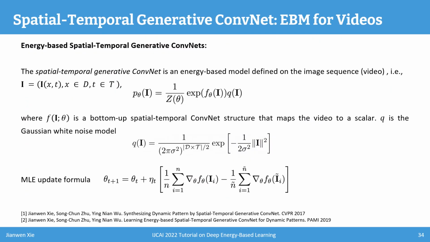Now, I want to talk about some generalizations of the generative ConvNet. The spatial-temporal generative ConvNet is an energy-based generative framework defined on video. It generalizes the generative ConvNet by using a bottom-up spatial-temporal ConvNet to parameterize the energy function, which is helpful to capture spatial-temporal information from videos. The model is in the form of exponential tilting of a Gaussian reference distribution and trained by analysis by synthesis. Langevin dynamics is used to draw samples from the distribution.